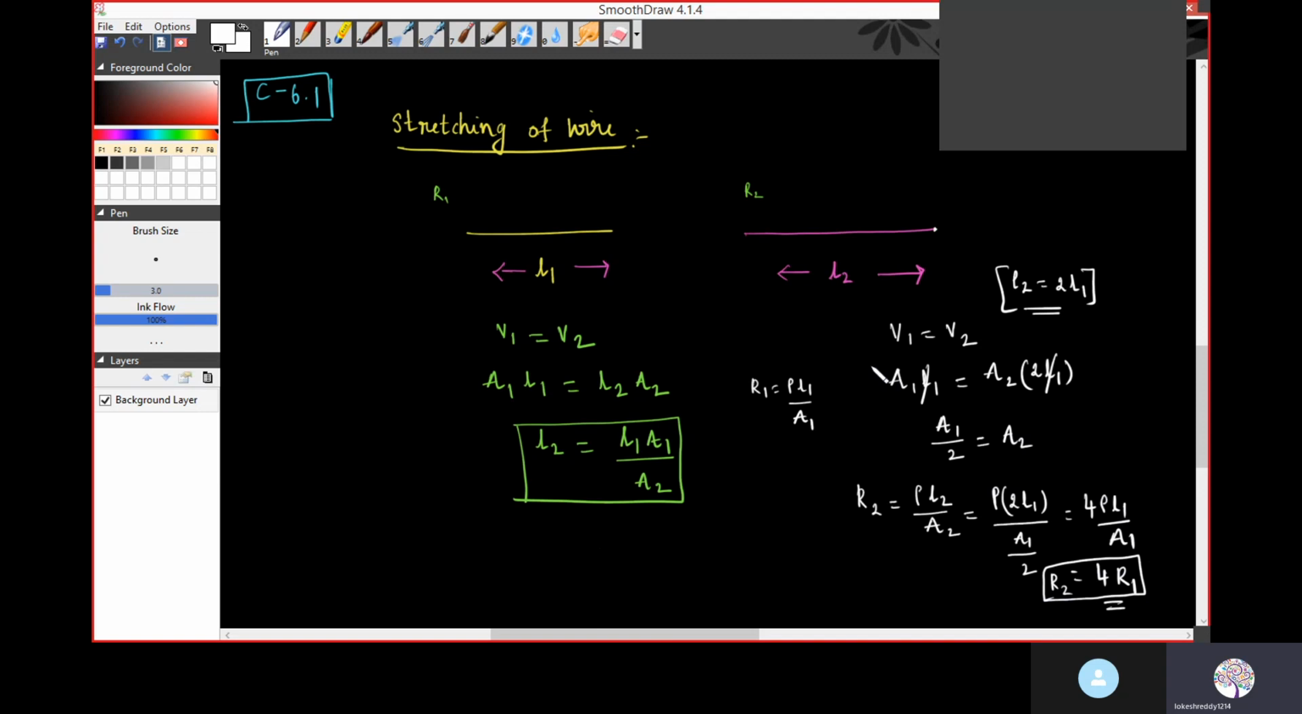So if it is stretched double, it became 4 times. If it is stretched n times, I will extend the same logic: stretched to n times, then the final resistance is going to be n square times R.